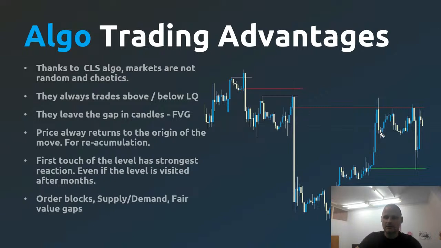It depends on who was your mentor. Price always returns into the origin of the move for the reaccumulation, right? So, as I said, from the first moment when they create a breakout, they start distributing their positions, right? So basically, as we can see, we have some consolidation, right?